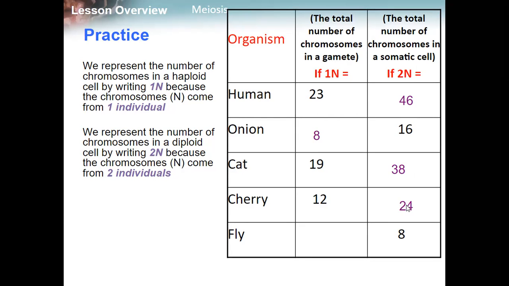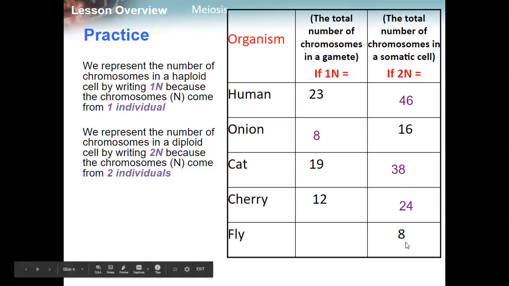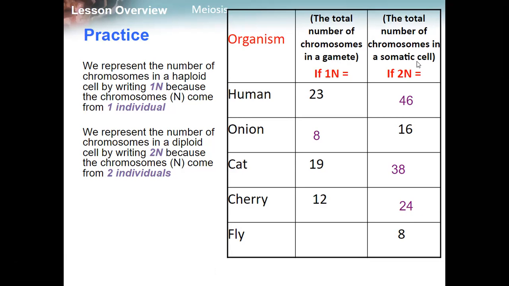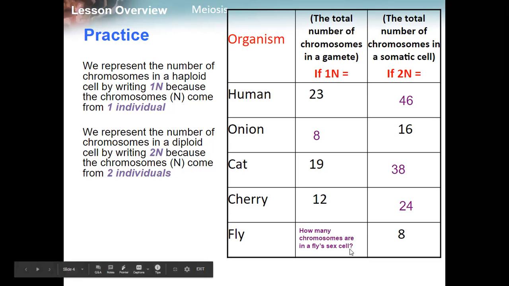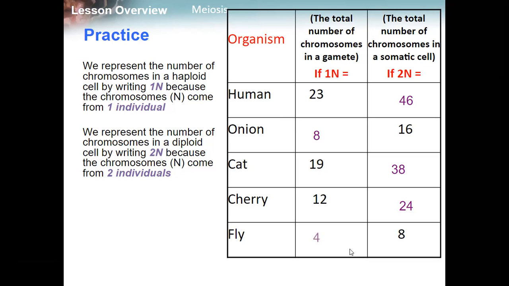We're doubling it. Lastly, if the fly has 8 chromosomes in its somatic or body cells, like its eye or its wing or its legs, how many chromosomes are in a fly's sex cell, in either its egg or sperm? Well, since it's haploid, we're going to cut the given number in half, and it would be 8. I'm sorry, 4.